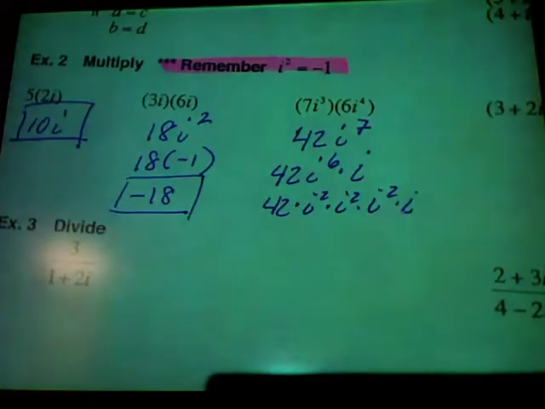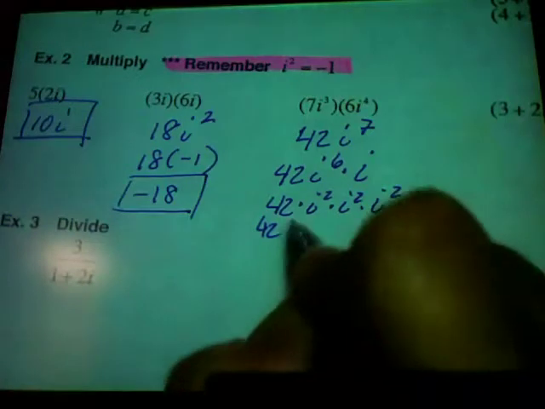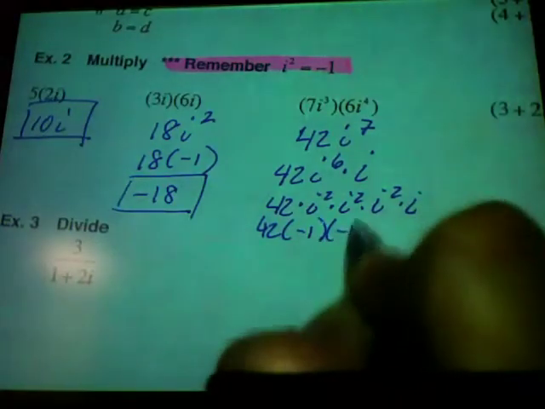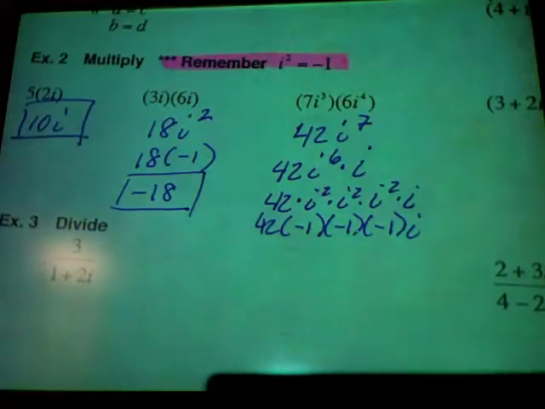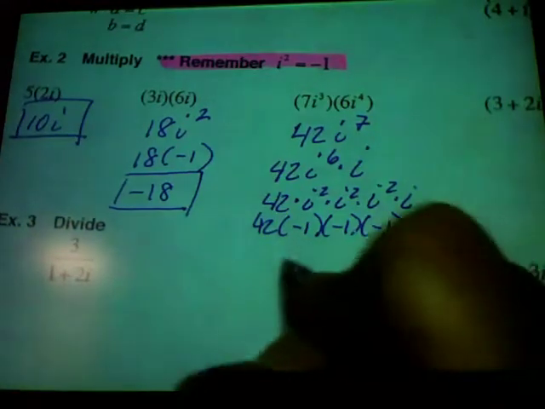What's I squared? Negative 1. So we really have negative 1 times negative 1 times negative 1 times I. What are 3 negatives? Negative. So isn't our final answer negative 42i?